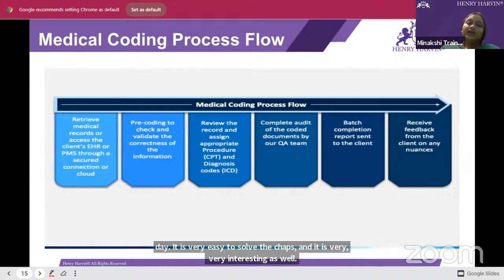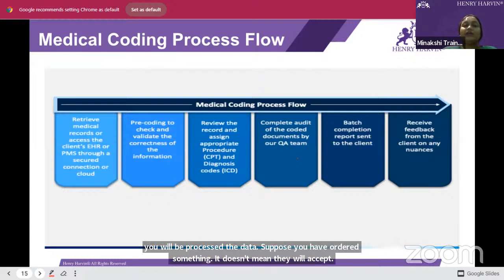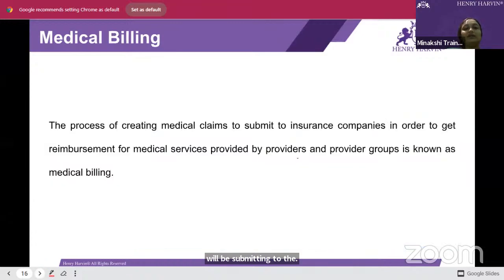So now you have been given the charts, and you have converted them into codes. Now what? Now the data will be processed. Suppose you have coded something, it doesn't mean they will accept it. There will be a quality team and a review team, and your work will be verified; only then will they accept it. So every time you have to maintain an accuracy of 90 to 95% in coding. And finally, when it is accepted, only then will they submit it to the insurance company through the medical billing system.